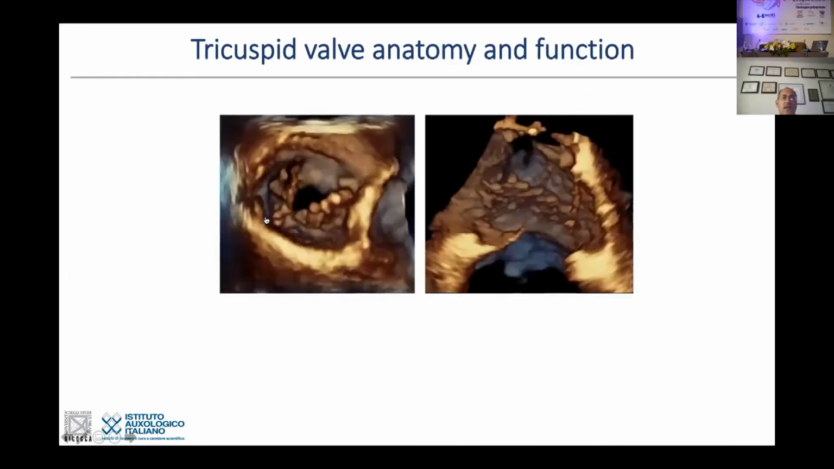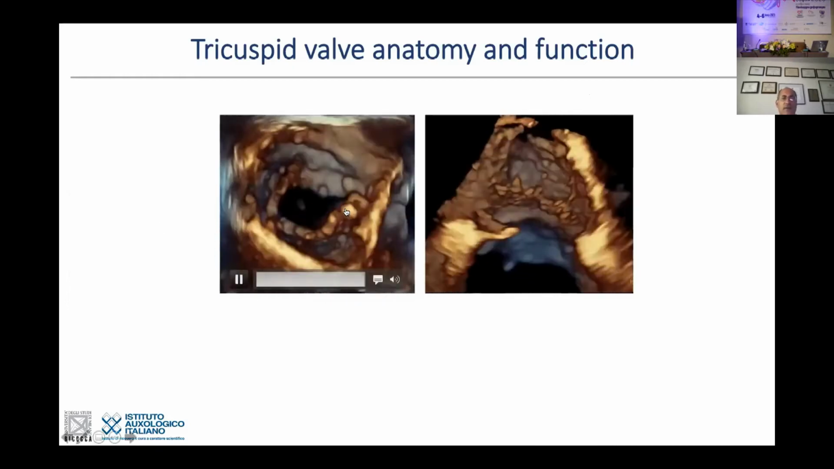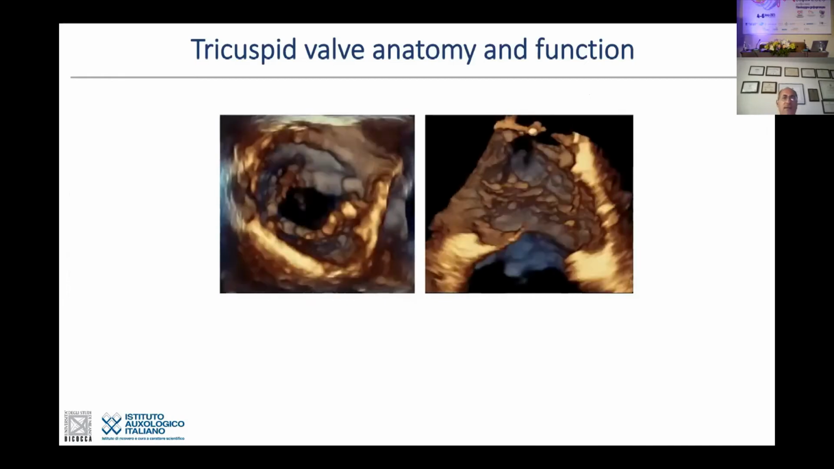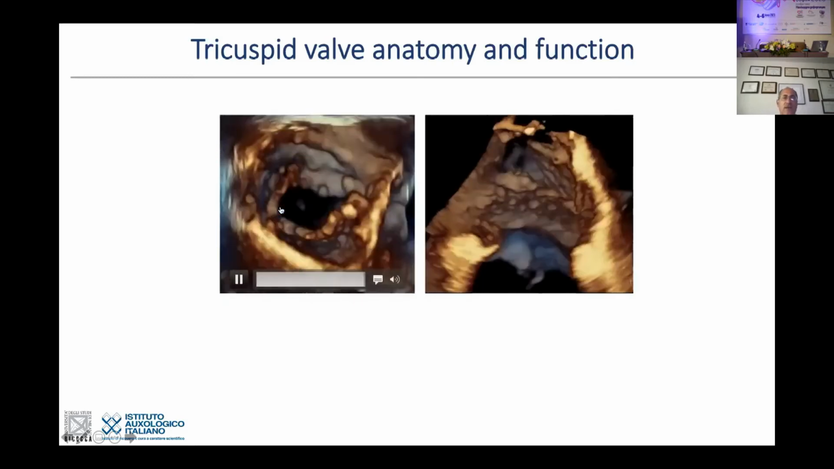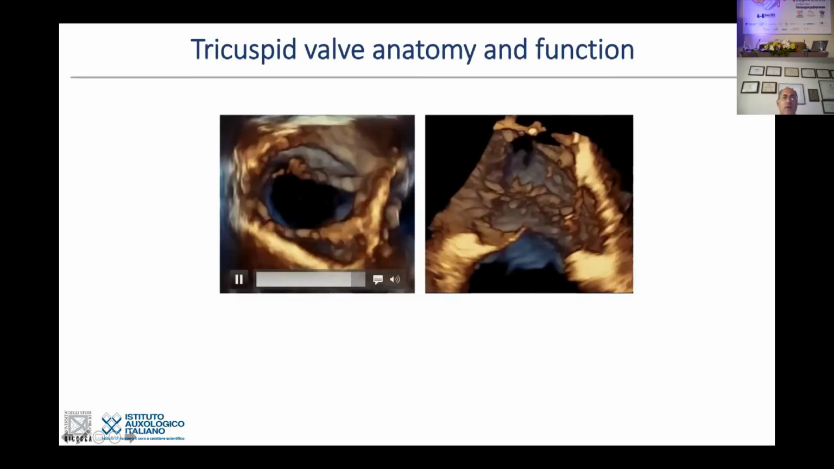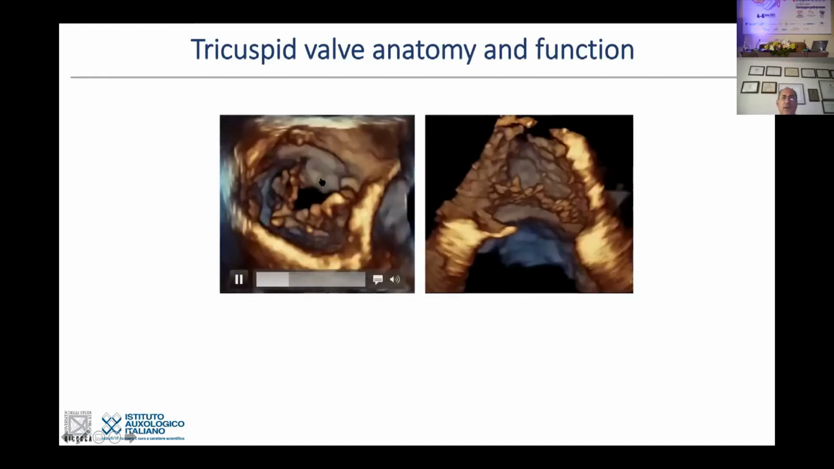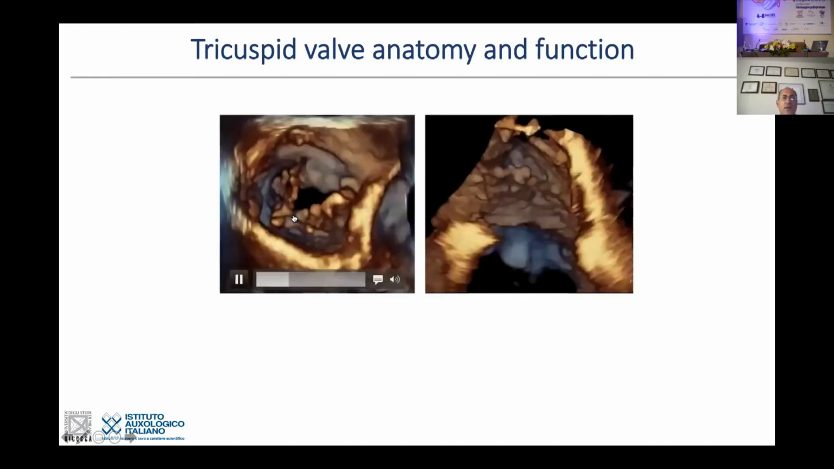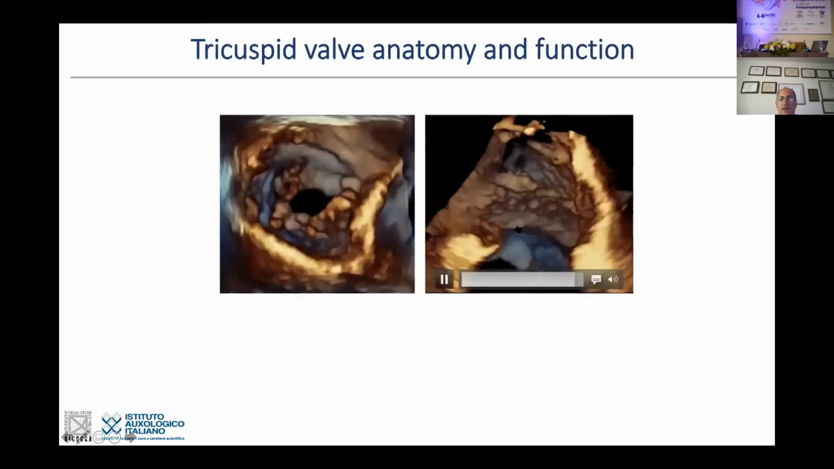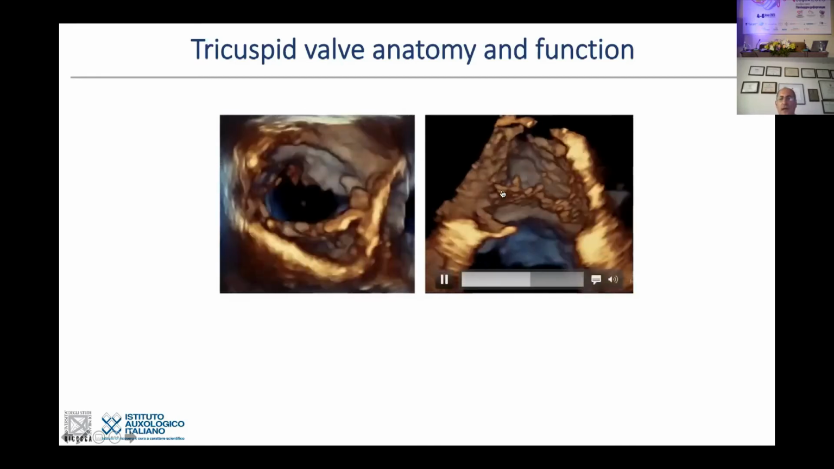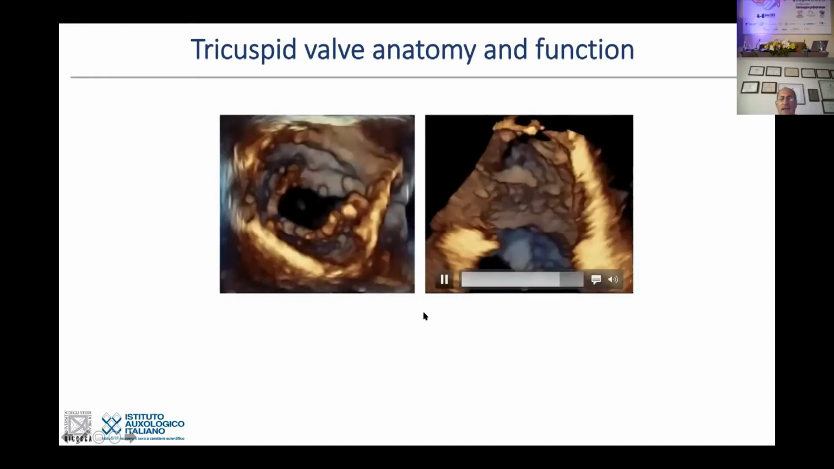And you see here that looking at the valve from the ventricular perspective, it clearly shows that only the septal and the posterior leaflet are really tethered, while the anterior leaflet actually is flailing. And if you perform a longitudinal cut in this direction, you actually see the flailing leaflet with the ruptured cord and the tenting of the others.